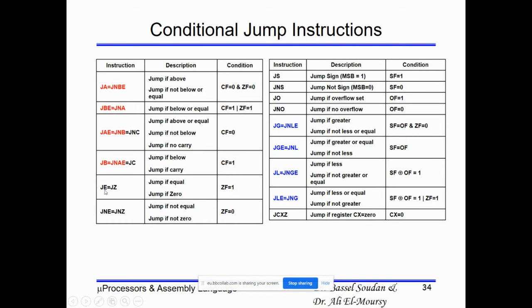Okay, so let's check the first one. I will start with the easiest one. The first conditional jump instruction is JE or JZ. This conditional jump instruction is checking whether the zero flag is 1 or not. If the zero flag is 1, the condition is true, which means the jump will be executed. If the zero flag is not 1, it is equal to 0, that means the condition is not satisfied and the jump will not be executed.